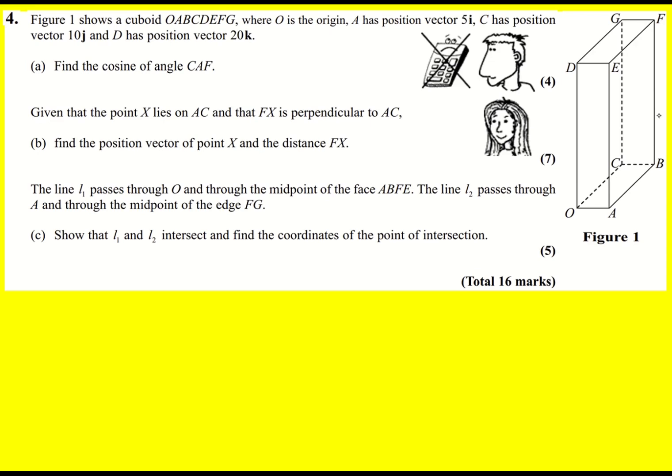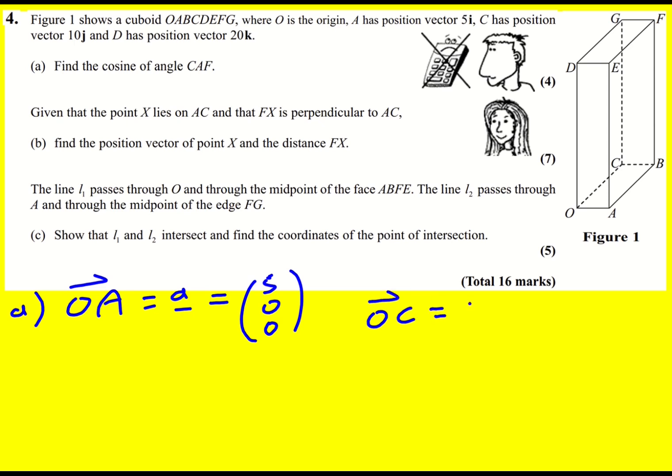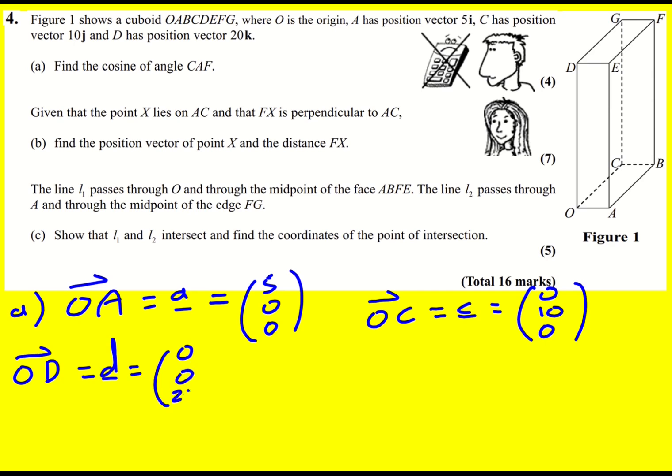We're given a cuboid, which is illustrated by figure 1. I'm just going to start the question by writing down these position vectors in component form. I'm going to denote it as little a, the first one. So it will be 5, 0, 0. Then OC, which I'll call C, is going to be 0, 10, 0. And OD will be 0, 0, 20.